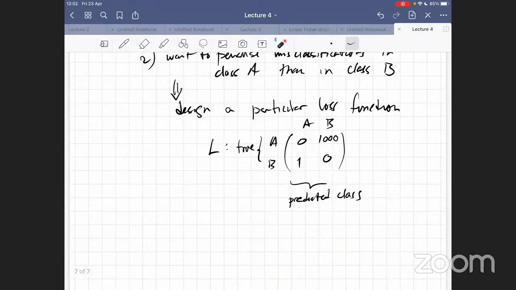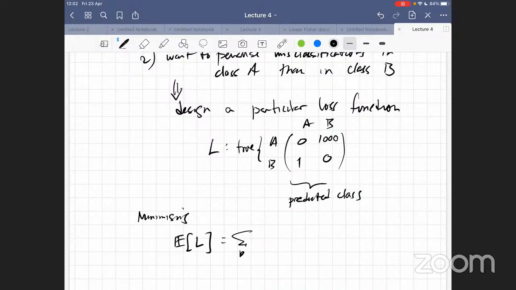So the most convenient way to do this is by minimizing the expected loss. By minimizing the expected loss is the following. I sum over k and sum over some region, I will tell what the region is now, of this matrix weighted by some joint probability for the class and for the input.